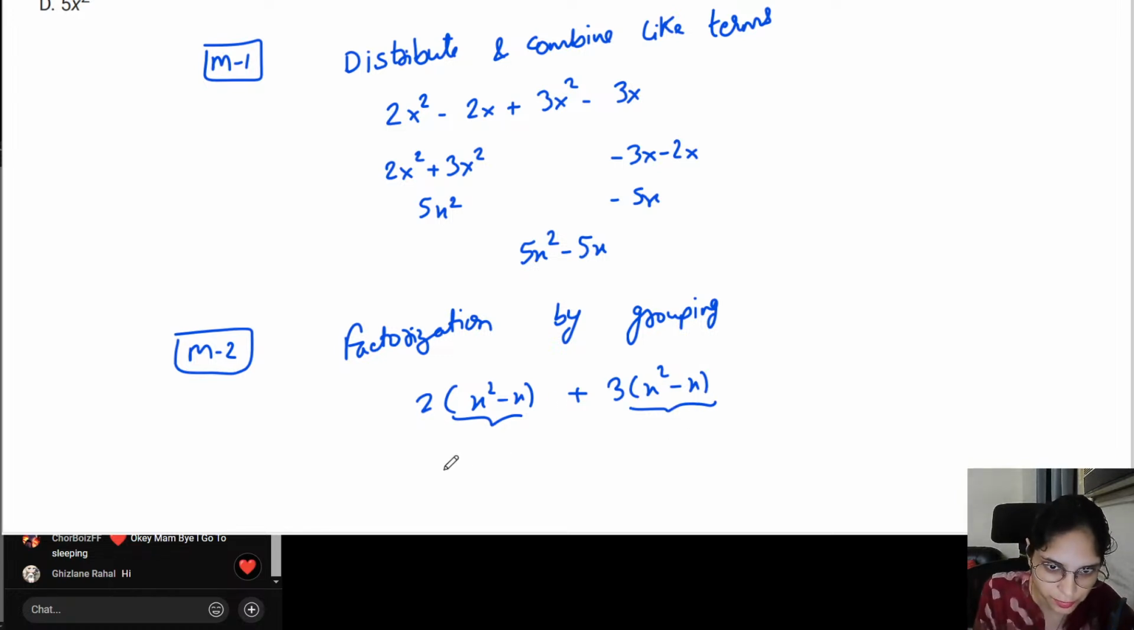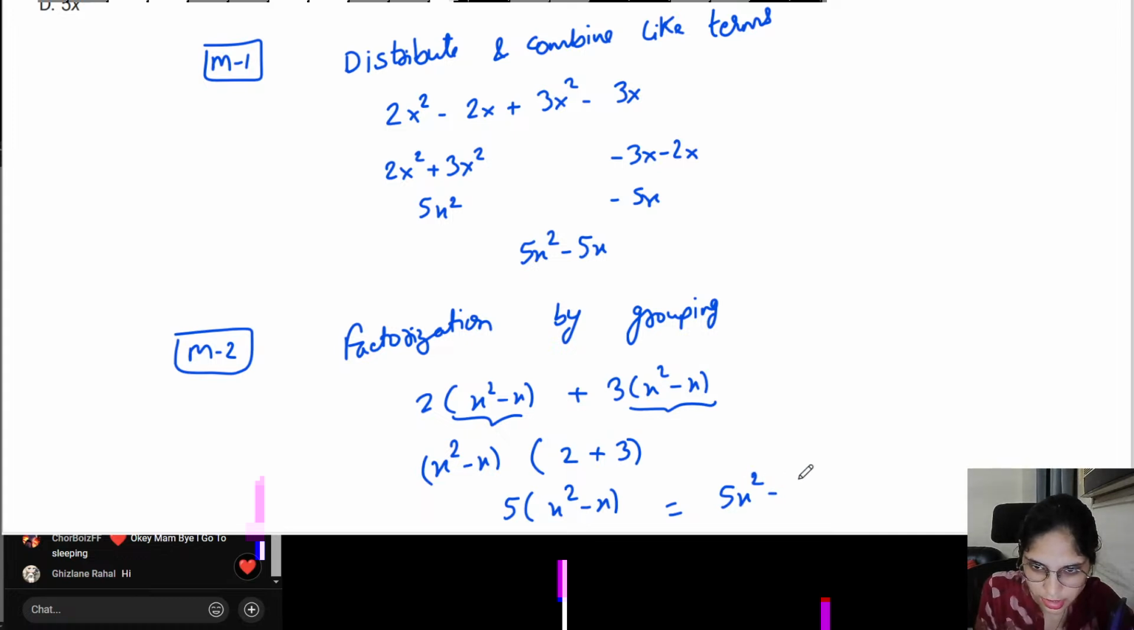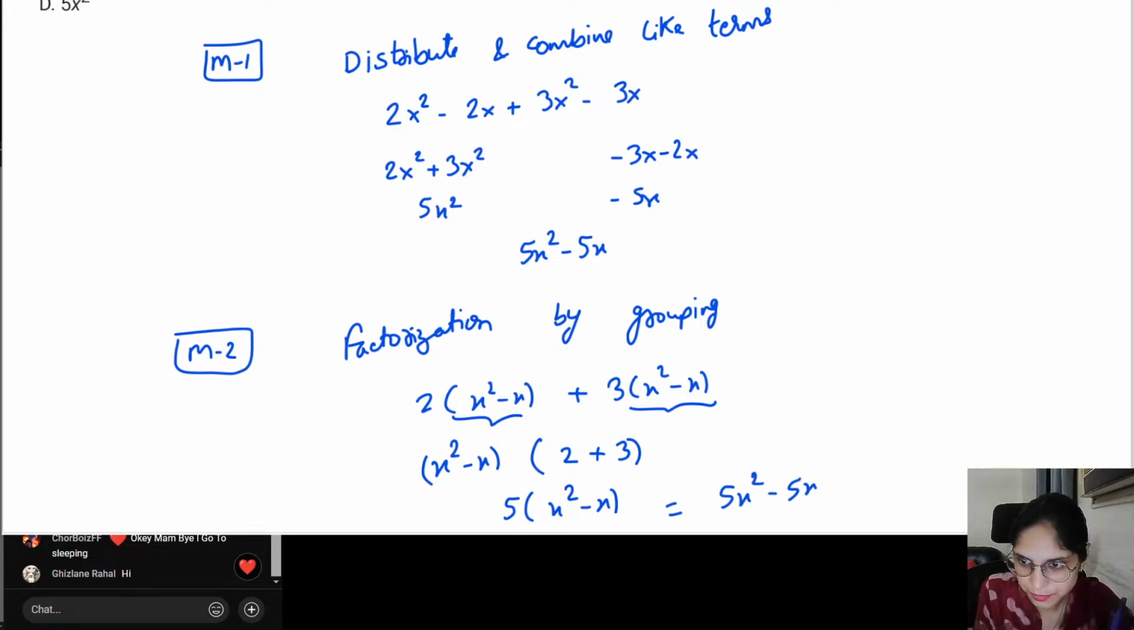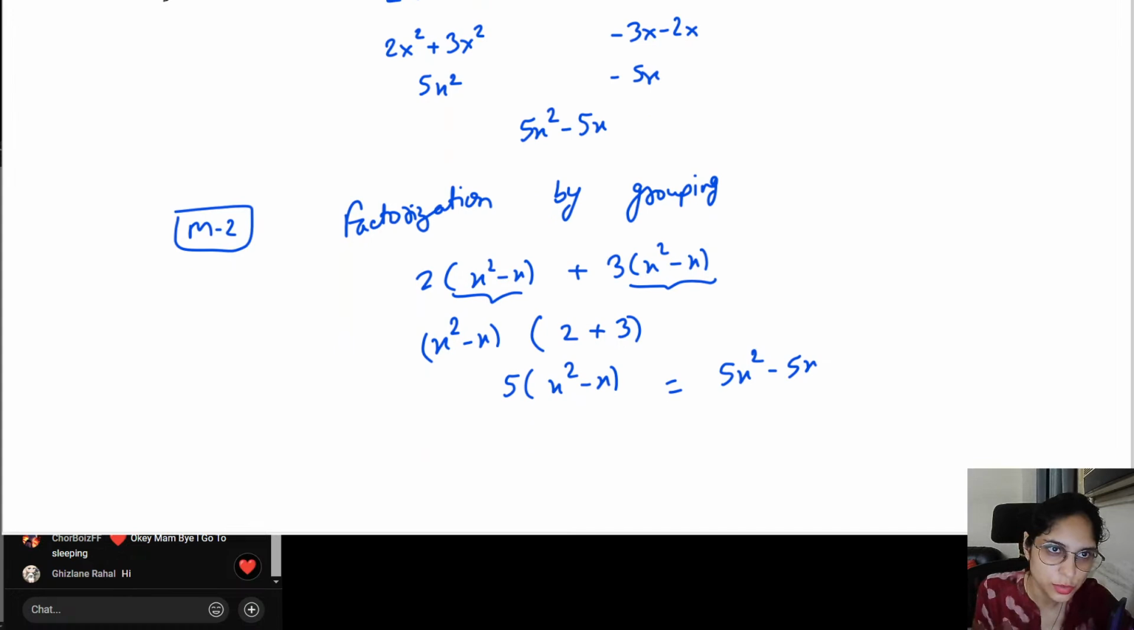You can write it just one time. Here 2 is remaining plus here 3 is remaining. So this is 5 times x squared minus x because 2 plus 3 is 5. Answer is 5x squared minus 5x. This is also what you can do.